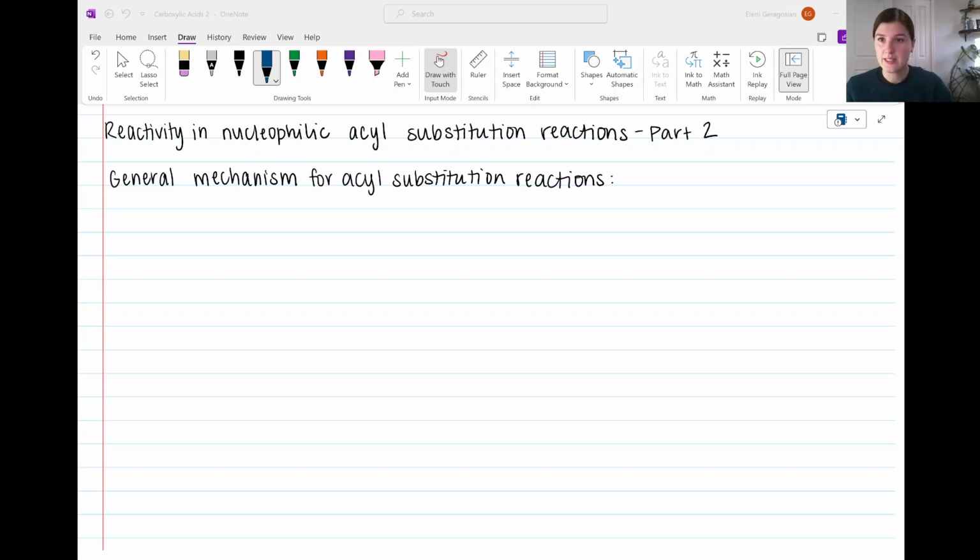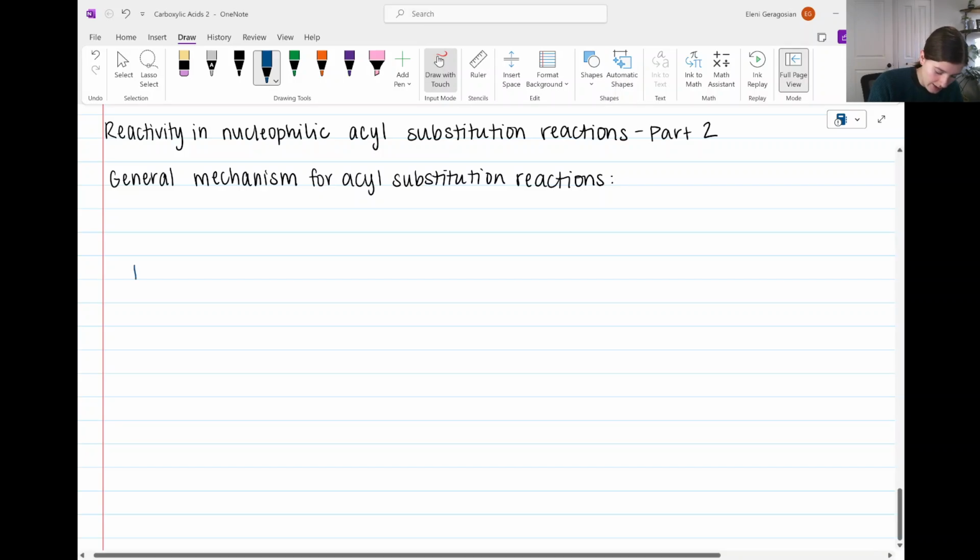We'll also indicate and draw some transition states. So remember, transition states show bonds that are breaking and bonds that are forming for an individual mechanism step. So we're just writing out a general mechanism here. We have acyl group substitution.